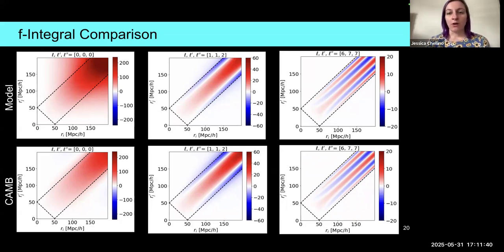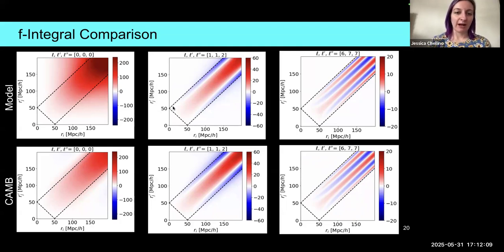You can see that overall, our model power spectrum accurately reproduces the CAMB power spectrum. Our model is less accurate for lower SPF orders, such as the 0, 0, 0 case, where we have more support at higher values of r and r prime. And also, as the SPF orders l, l prime, l double prime increase, we see more oscillatory behavior in the F integrals.